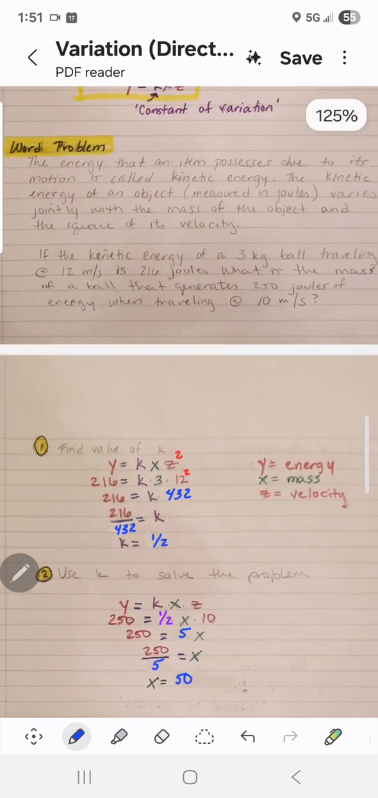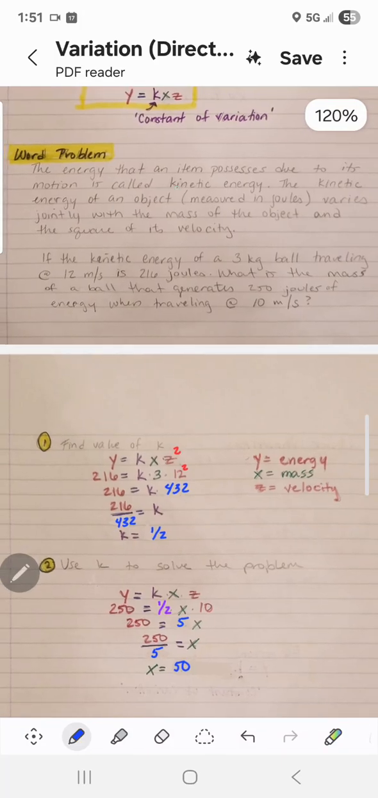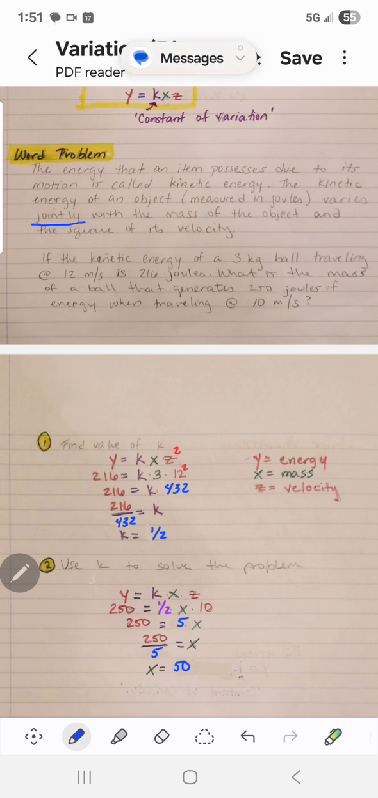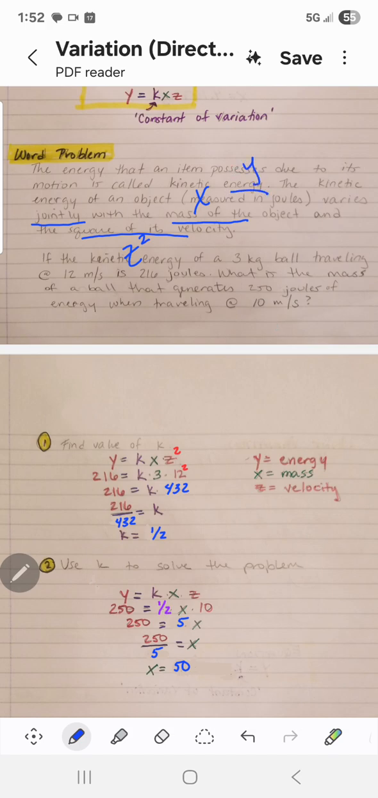Let's see. The energy that an item possesses due to its motion is called kinetic energy. The kinetic energy of an object, which is measured in joules, varies jointly, there's your keyword, with the mass of the object and the square of its velocity. So we have the mass of the object and the square of the velocity. And energy. We need another variable, y. So y is the energy, x is the mass, and z is the velocity.